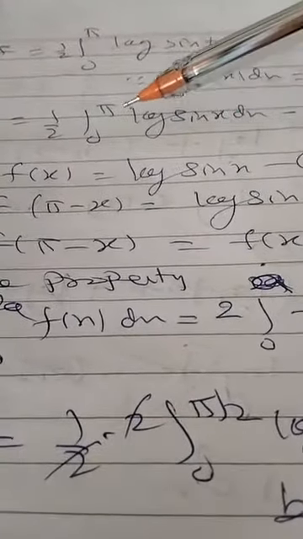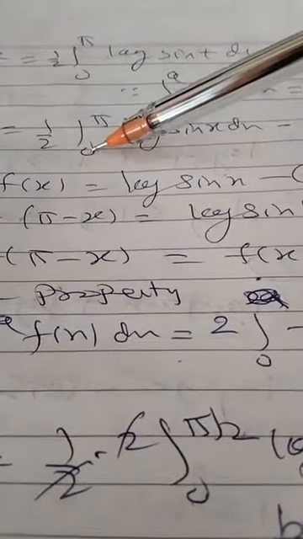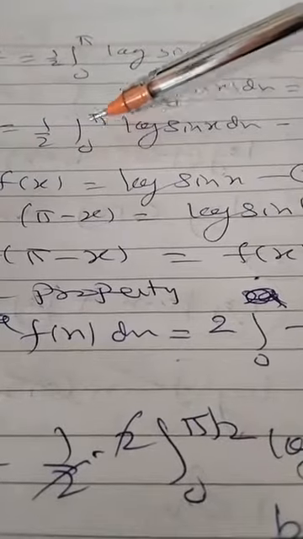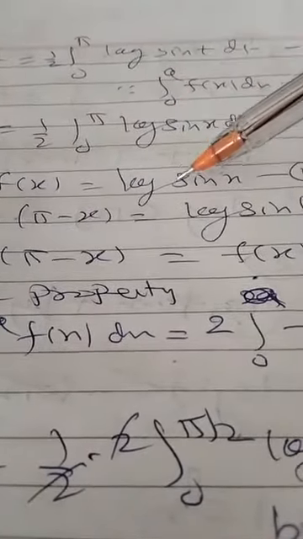Now, further, that is to be reduced in terms of I, because the limit of that I is 0 to pi by 2. Here the limit is 0 to pi. We want to make that limit pi by 2. For that we are using f(x) = log sin x.